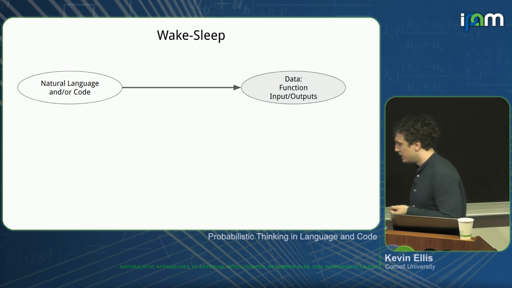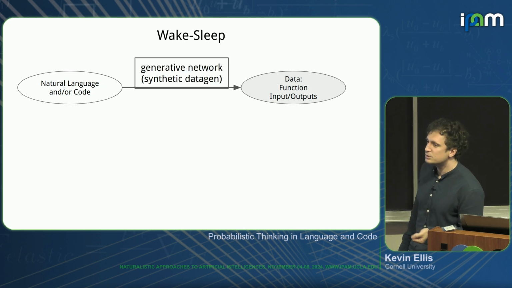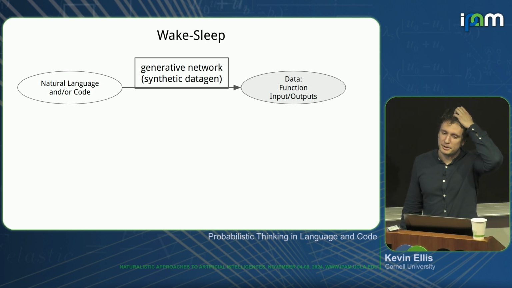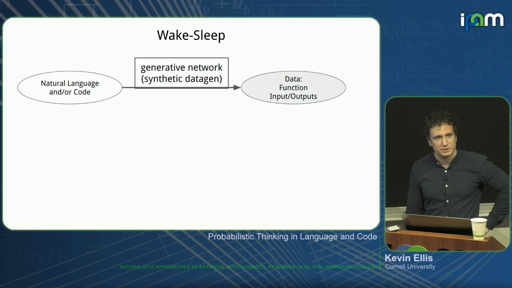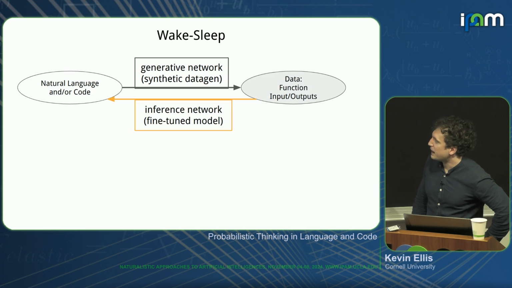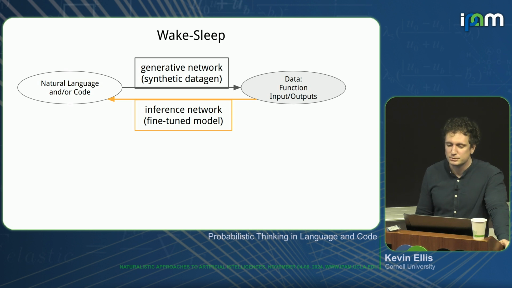So to motivate this, we're going to run another Bayes net, where our hidden variable is going to generate our observed variable. And what we were doing earlier, the synthetic data generator, is we were kind of running this model forward. In what's sometimes called wake-sleep, there's another model that goes backwards. It's our inference network. And we're going to fine-tune it on the results of this synthetic data gen.